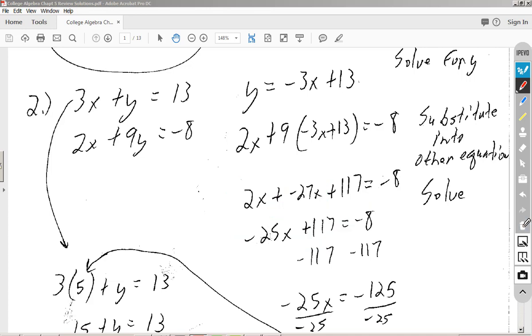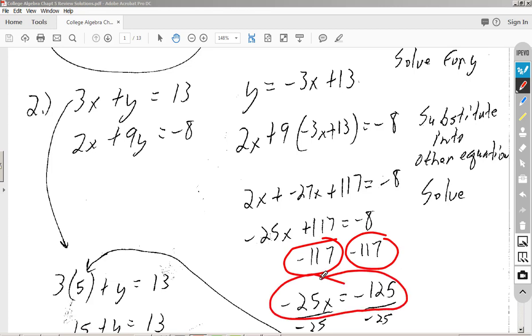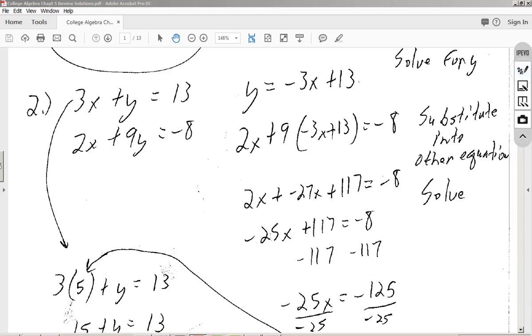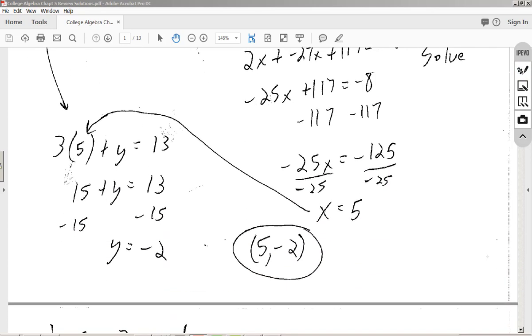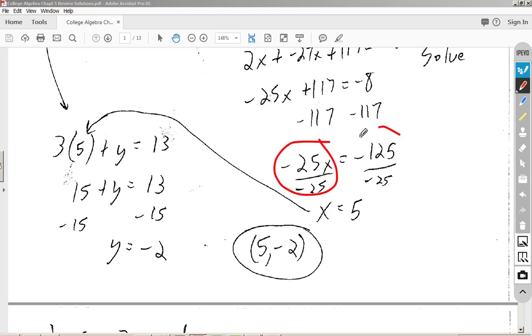Now I'm going to subtract 117 from both sides, and I get -25x equals -125. Then divide both sides by -25, and you'll get that x equals 5.